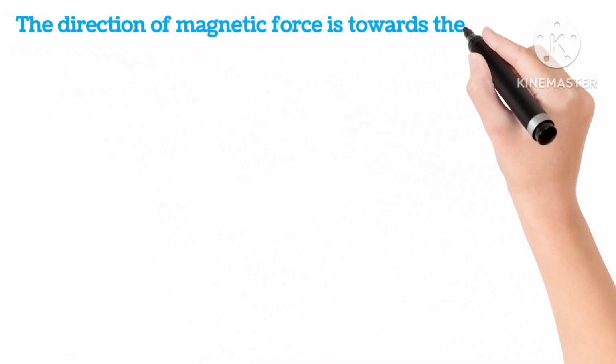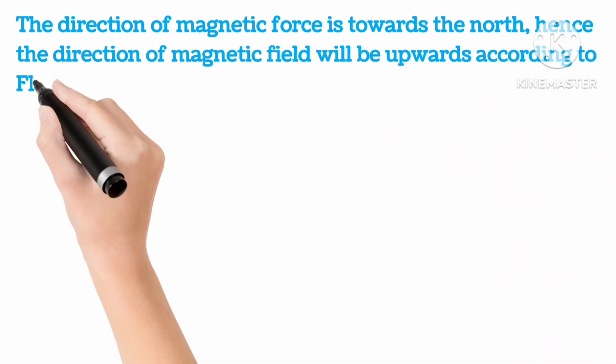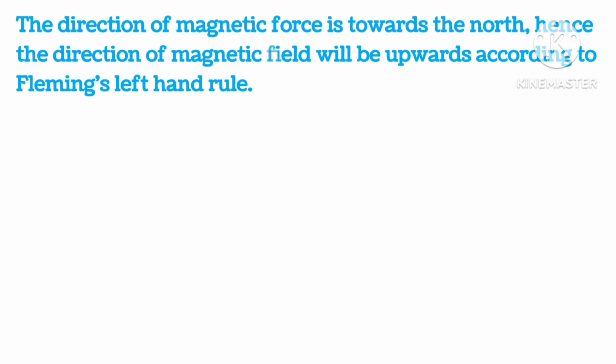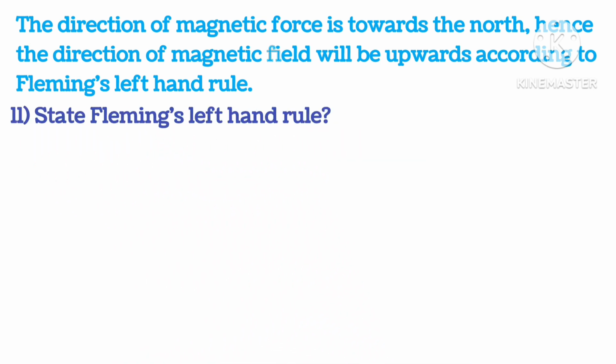The direction of magnetic force is towards the north, hence the direction of magnetic field will be upward according to Fleming's left-hand rule. State Fleming's left-hand rule.